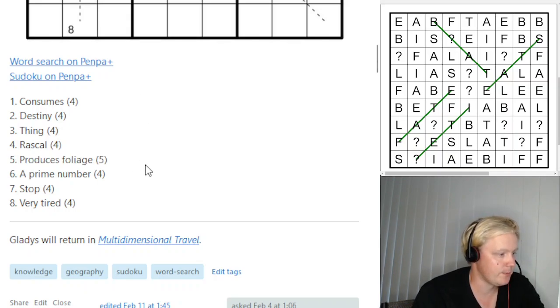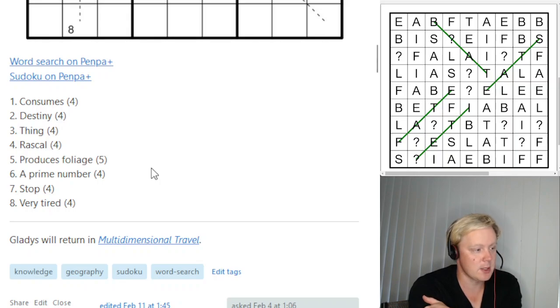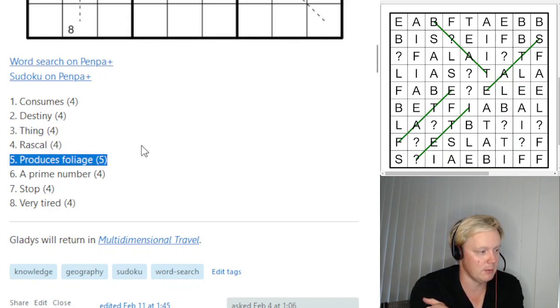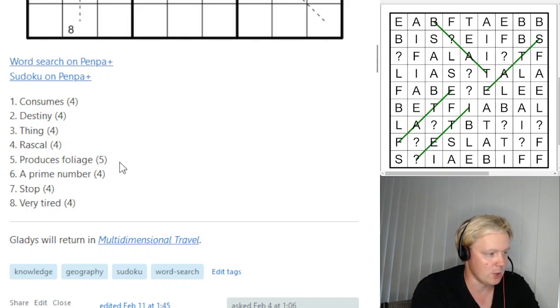Produces foliage. So foliage is leaves, and if something produces foliage, it leaves or leafs. It's 2 ways to write that, but with the F it's 5 letters. So that's why it's not just leaves with a V, but that would be 6 letters. So let's see, leafs. We have L, E, A, F, and S. So it's going to be spelled out in its entirety here.